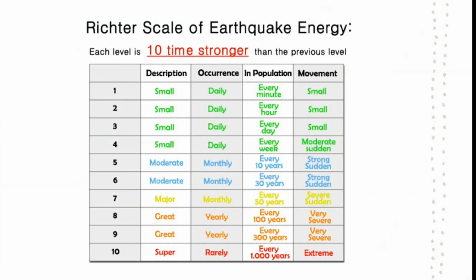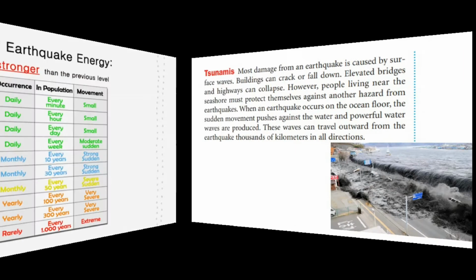The Richter scale. Its magnitude is based on measurement of amplitudes, or heights, of seismic waves as recorded on a seismograph. So the Richter scale can tell us a lot about an earthquake. For example, if it was a 5, earthquake level 5, that means that it was moderate. So you can know a lot of information based on the Richter scale.